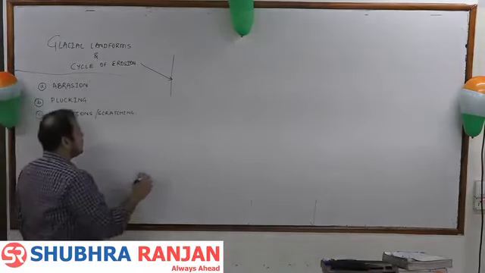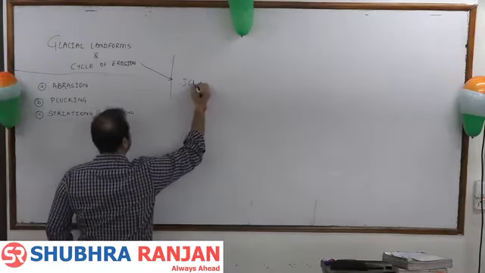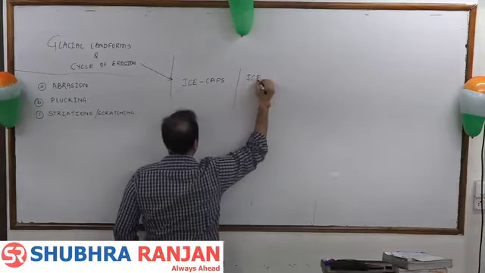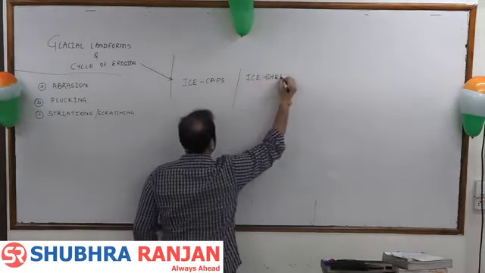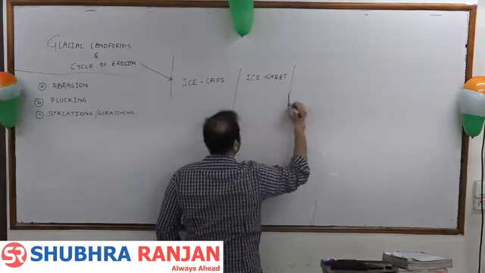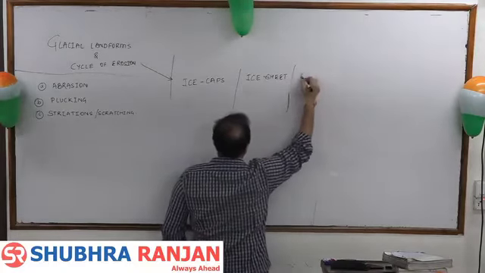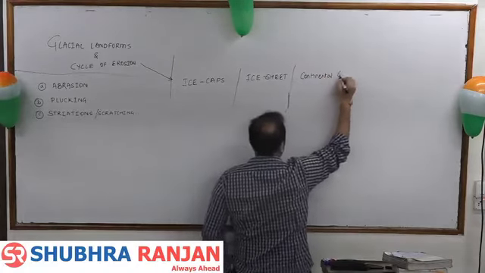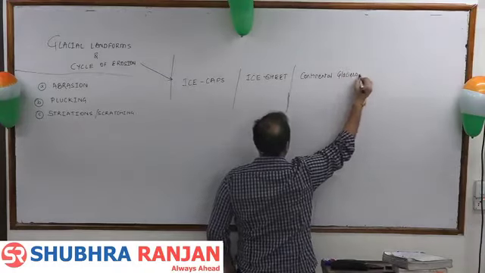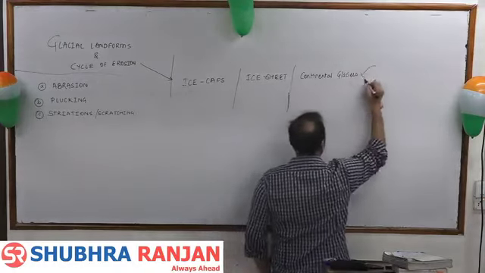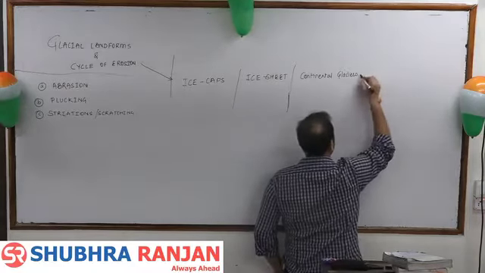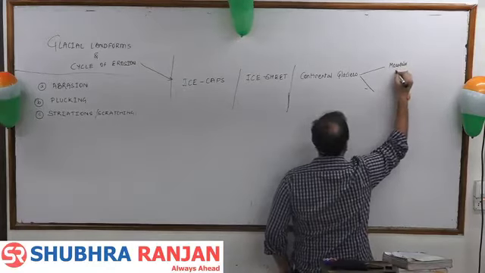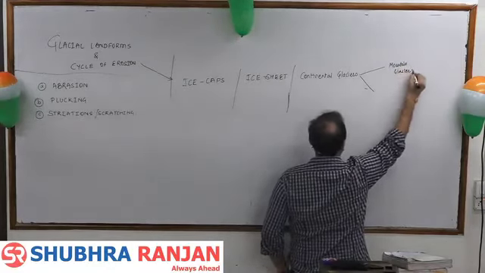Fine. So when we say glacial, there are three concepts. One is the ice caps, one is the ice sheet, and the third is the continental glaciers. Or the continental glaciers can even be the mountain glaciers or the Piedmont glaciers.